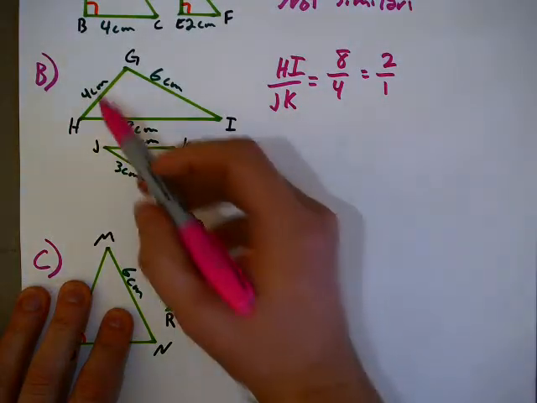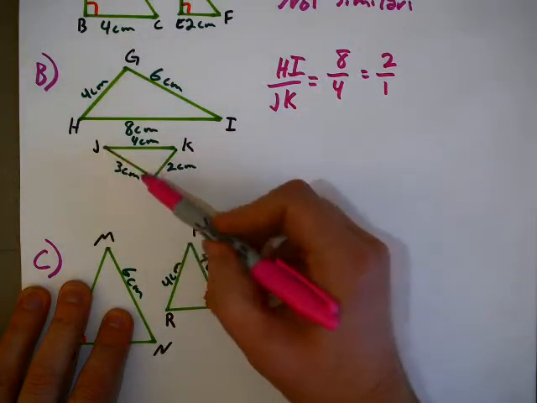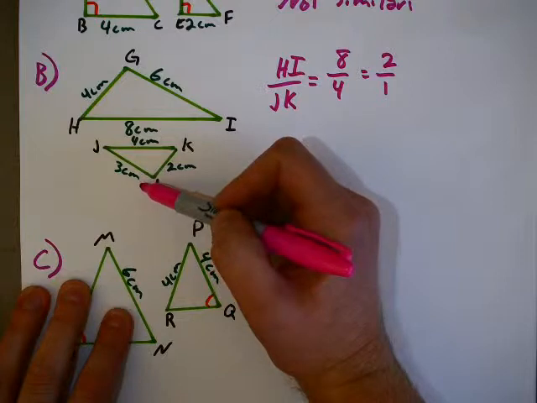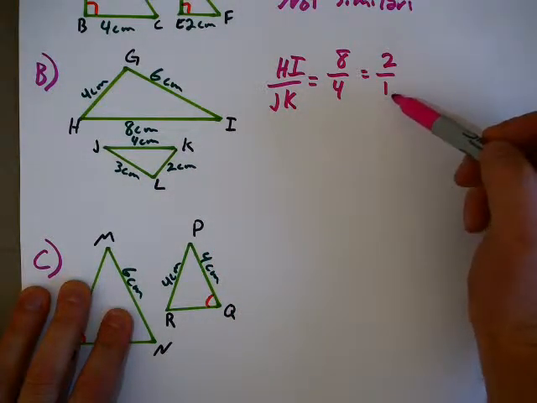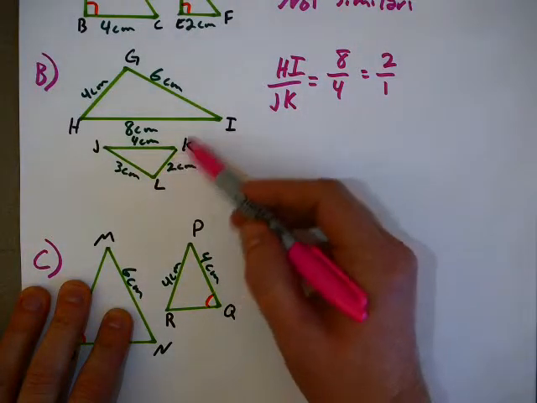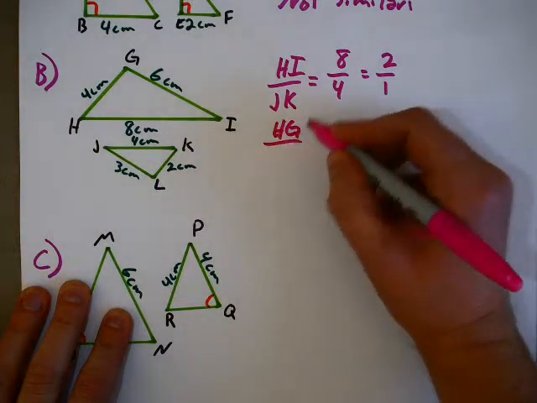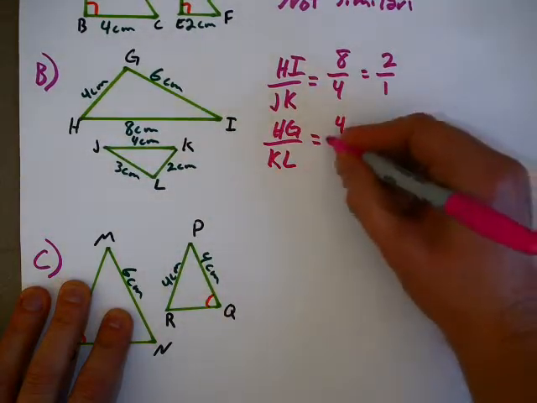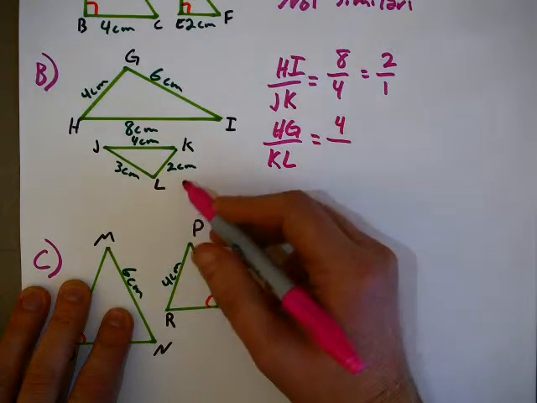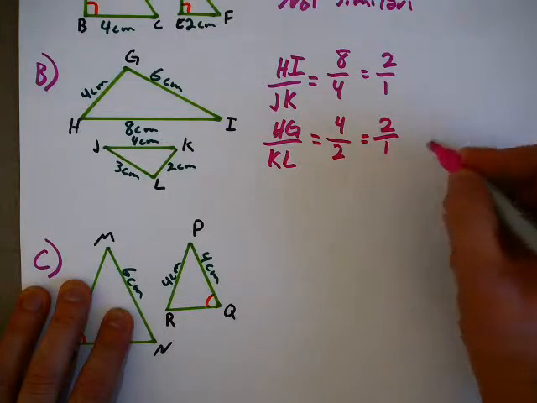And then I look for another side, and I see that I have HG. And so if I compare that to JL, I'll have 4 over 3, and that, I can tell you, is not going to simplify to be 2 over 1. So either it's not similar, or I have to choose a different side. So I'm going to choose KL. So I'm going to go HG over KL. HG is 4, and KL is 2, and that does simplify to 2 over 1.